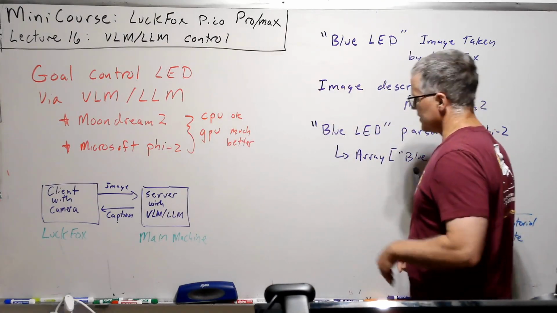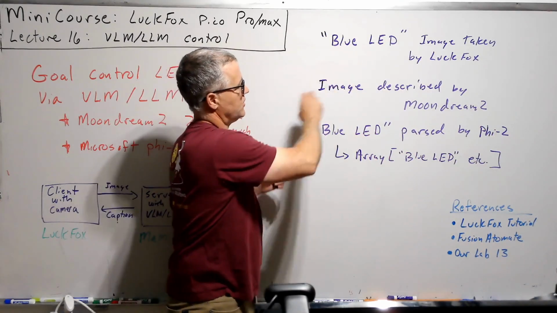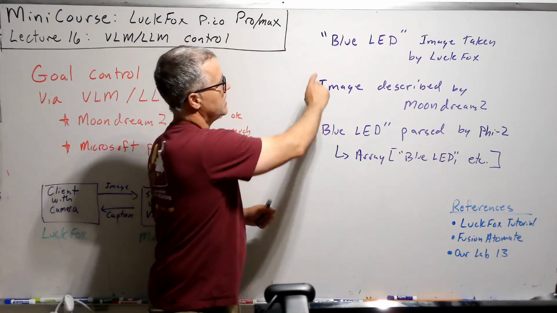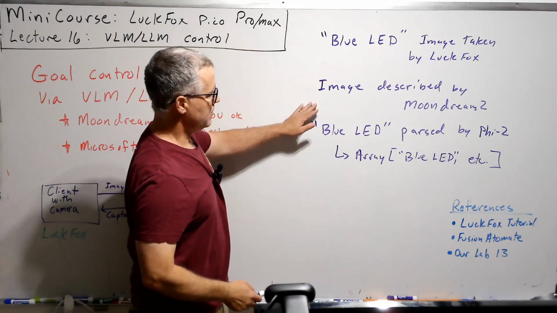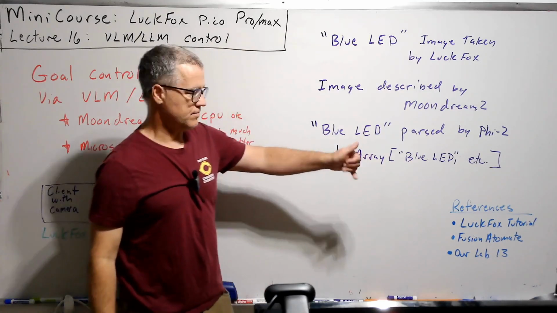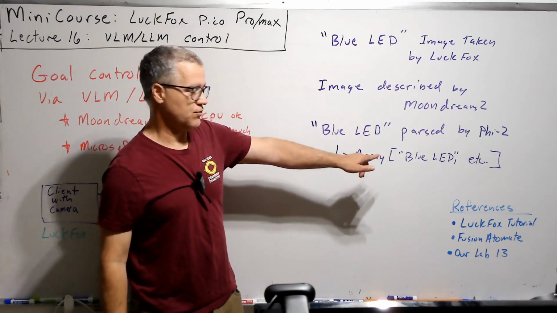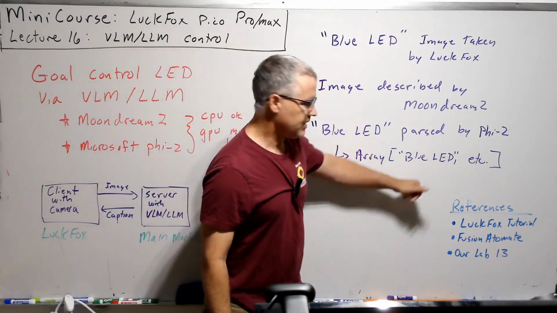Okay, so kind of what I said here. Let's say it reads blue LED. So I write blue LED on the board, and the image is taken by the LuckFox. The image is described by MoonDream. It's parsed and put in this array, which could have more than just blue LED written, as we saw in the intro, and then that's sent back.